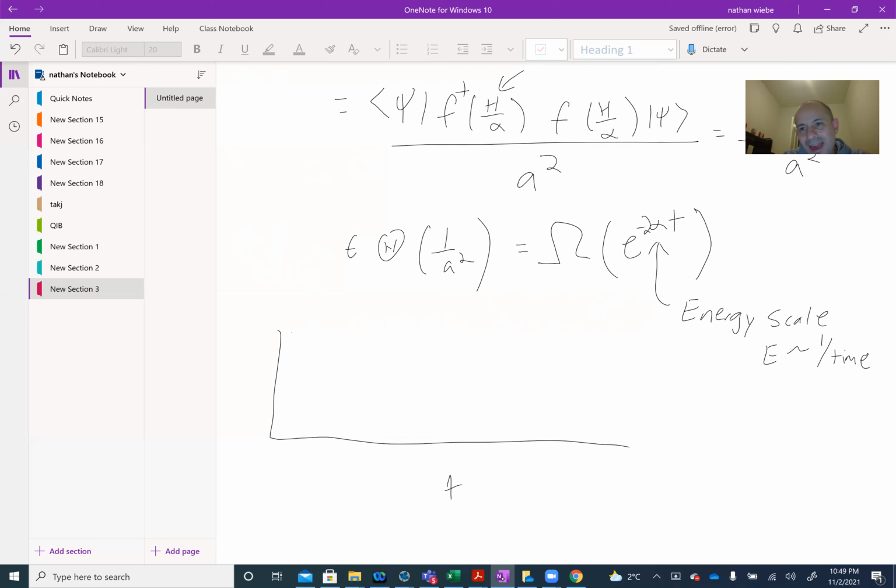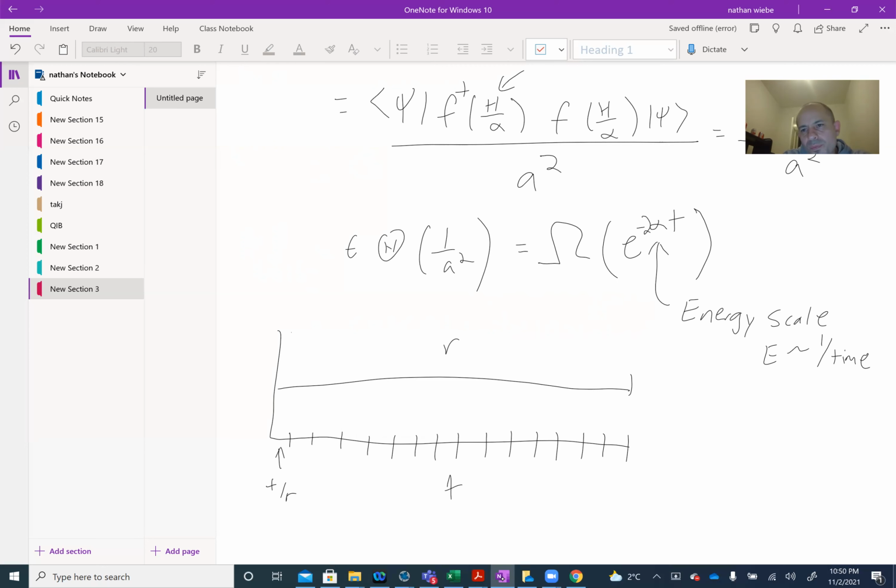But regardless, the situation isn't hopeless. The reason is that we can break up our evolution into a series of shorter evolutions. And inside each of these short evolutions, we're going to take the duration to be t over r, and we're going to assume that there are r time slices here.